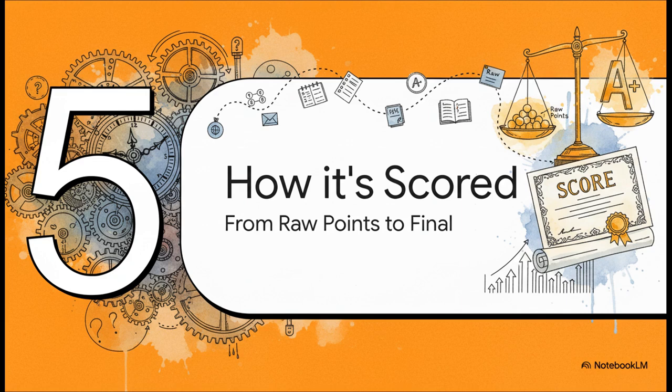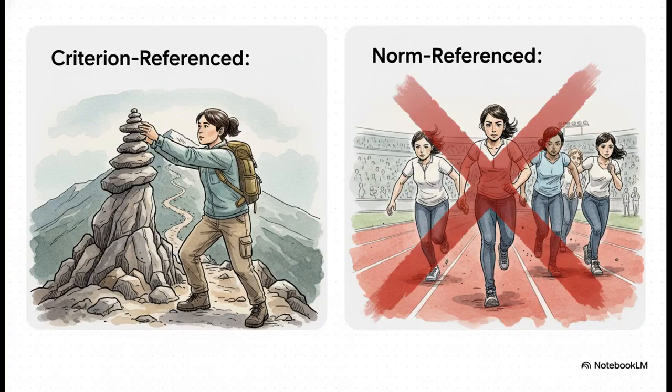All right, let's pull back the curtain on the last part of this puzzle. You've done the work, you've taken the test, but how does that actually turn into the score you see on your report? Let's break down how the exam is graded. Okay, this is a really important point, so listen up. The AP exam is what's called criterion referenced. What that means for you is that you are not being graded on a curve. Your performance isn't measured against other students. It's measured against a set standard. Your success is totally in your own hands.